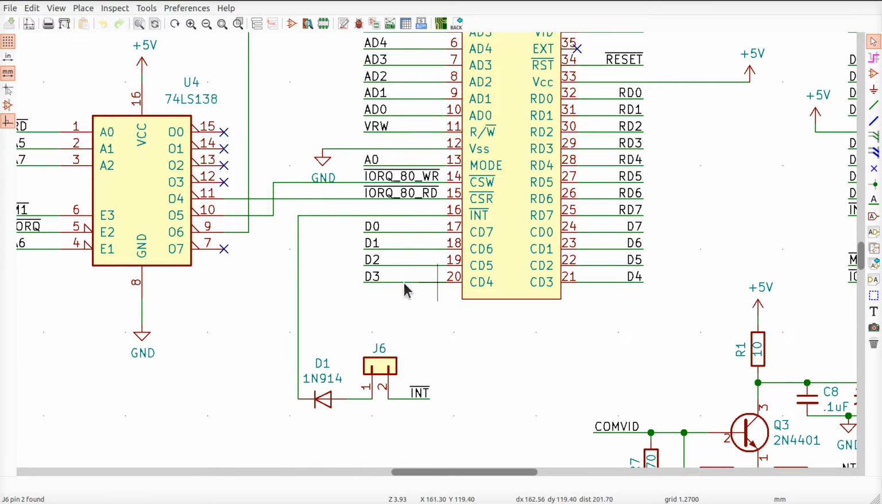Now, the weird thing about this is that you've got a totem pole driver on it, according to the manual. I believe that's true. And we need an open collector. So we can put a diode in here that says if the interrupt is ever low, let it propagate through and pull down the interrupt line. If the interrupt is ever high, this diode will block it so that it doesn't pull up the interrupt line if something else is driving it low.